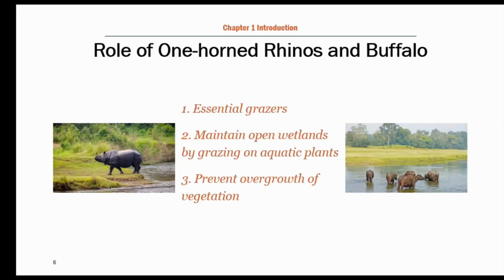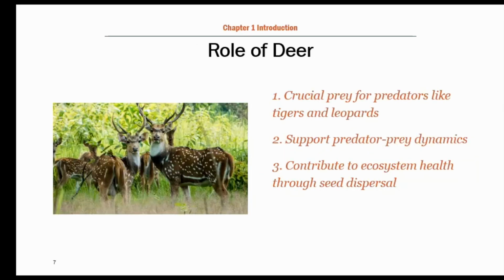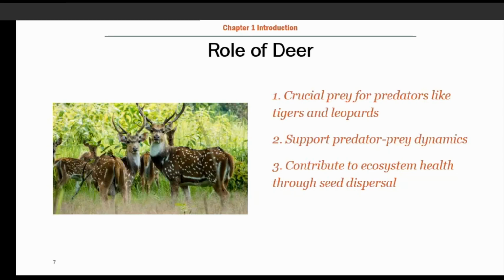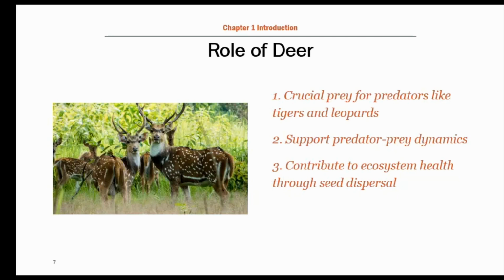And the buffalo and rhinos mainly play an important role in grazing, which can prevent the overgrowth of the vegetation, maintaining the open areas for aquatic species. Meanwhile, deer are important prey or food for large predators like tigers and leopards. So, the deer species is important to keep the park's predator-prey dynamics balanced.